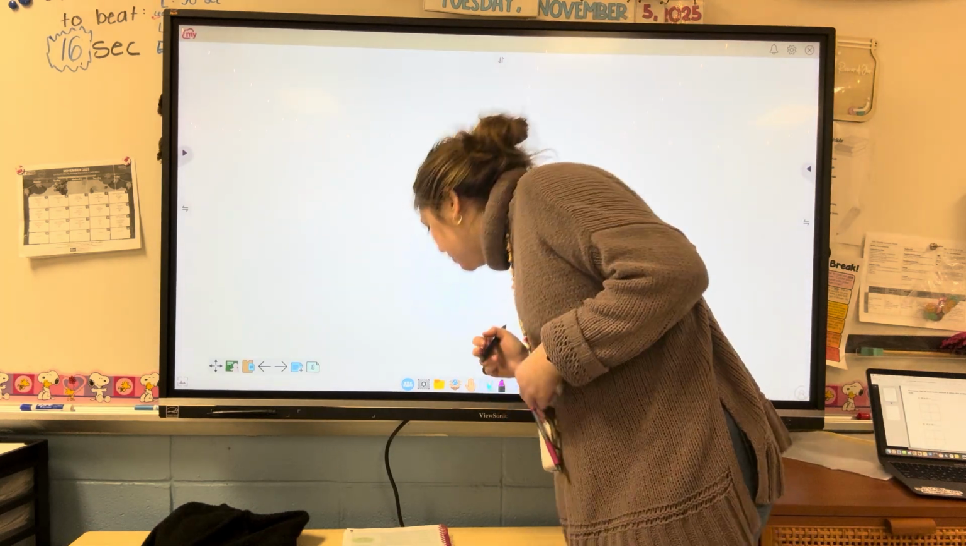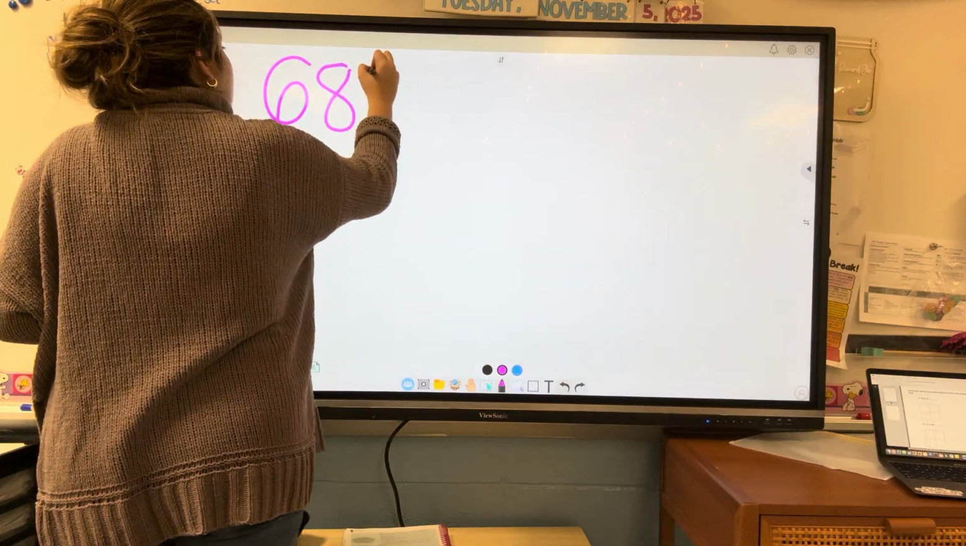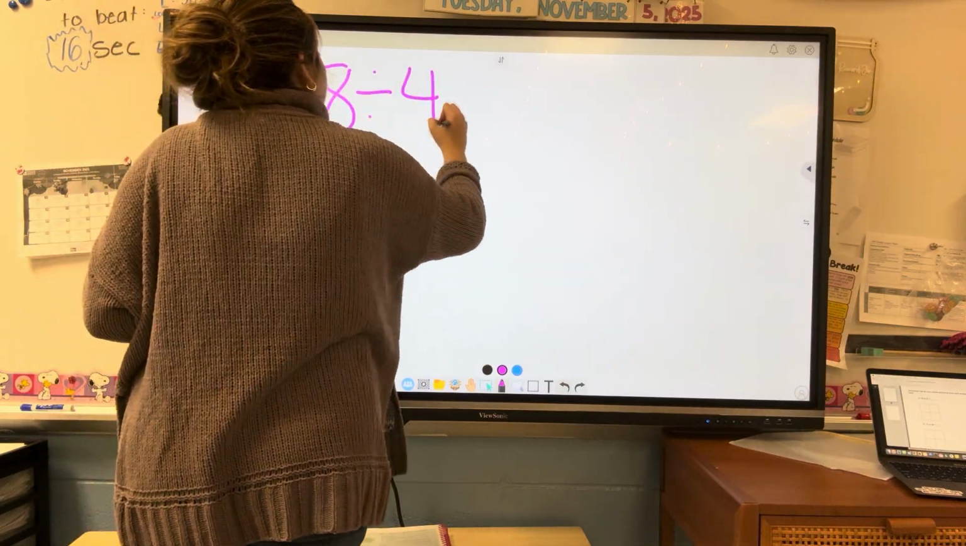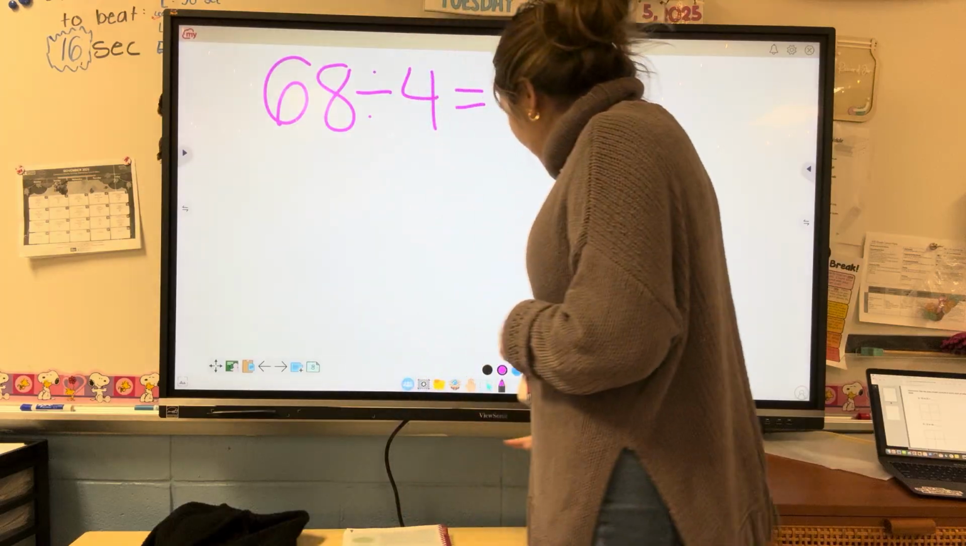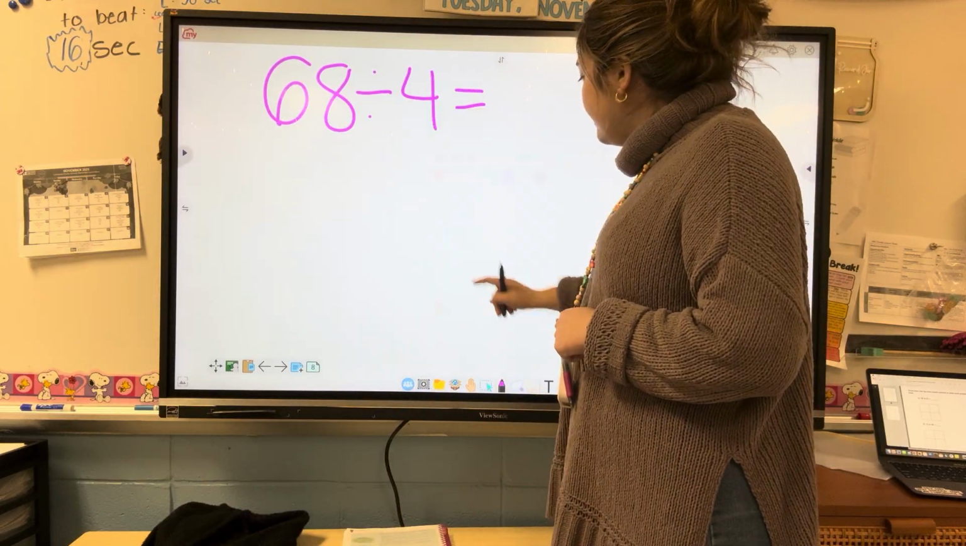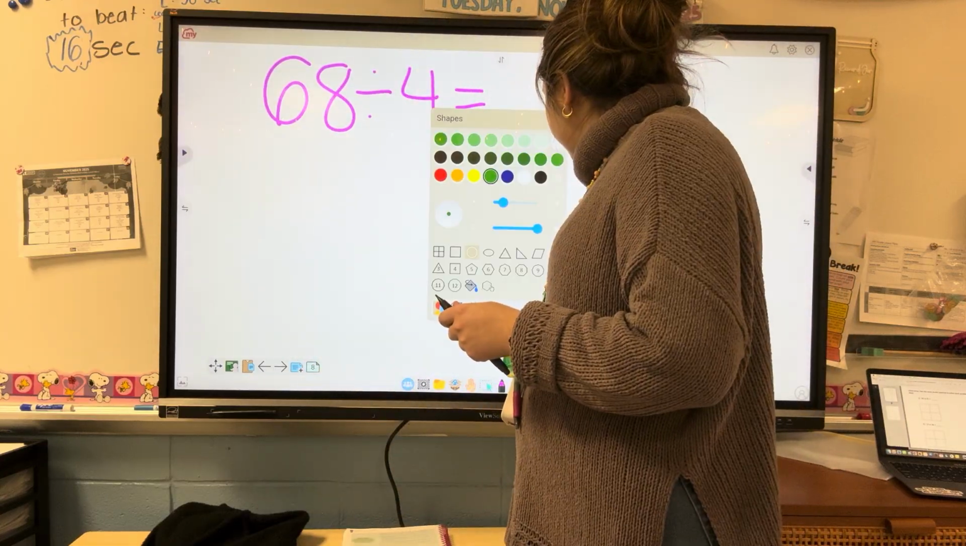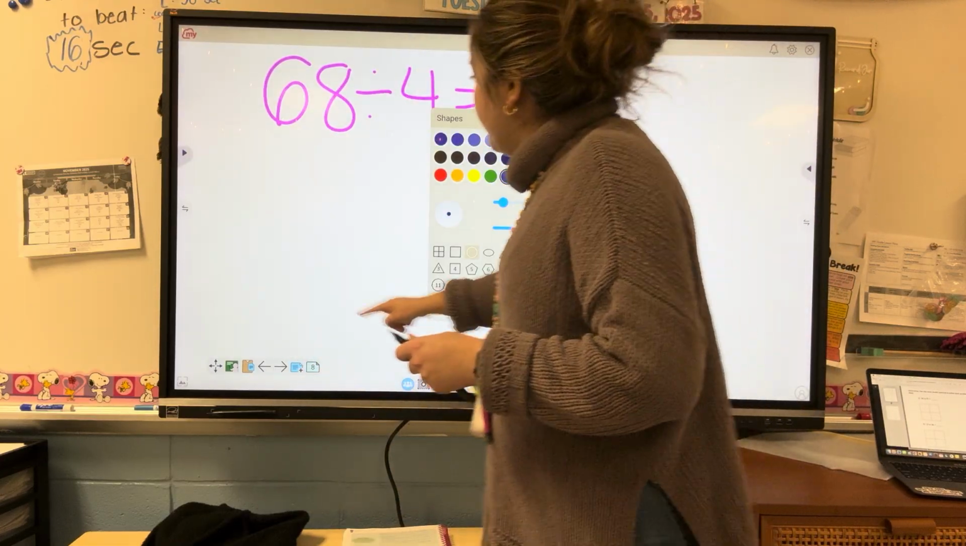Our next one that we're going to do is 68 divided by 4. So again, I'm going to ask them, how many groups am I going to have? And they're going to tell me 4. I'm going to do circles this time, see if that's a little bit better.